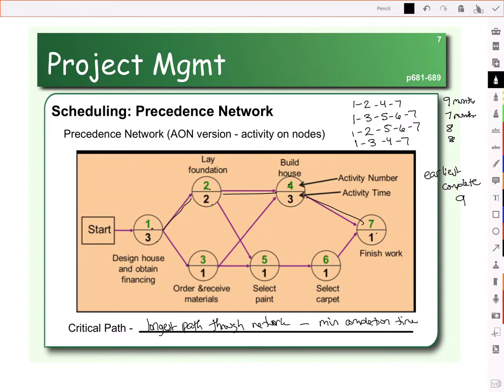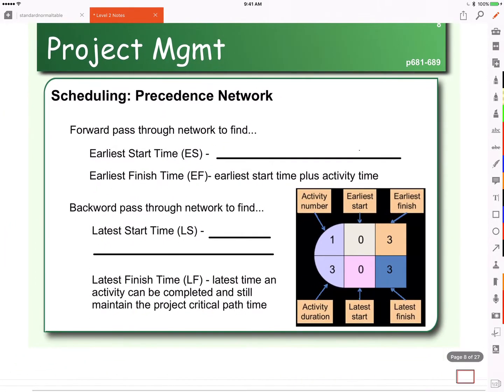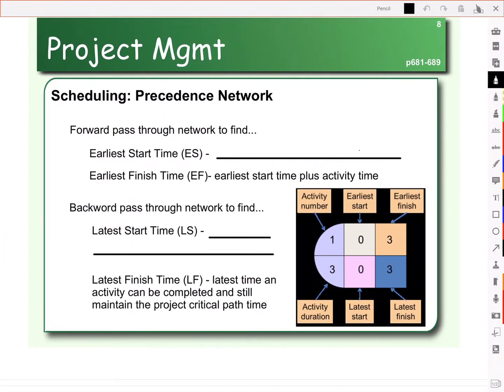Now, as we look at the activities individually, we can figure out when's the earliest we can start each activity, when's the earliest we can finish it, when's the latest we can start it, and when is the latest we can finish it. So let's look at those definitions. The earliest start time is the earliest time, of course, an activity can start.